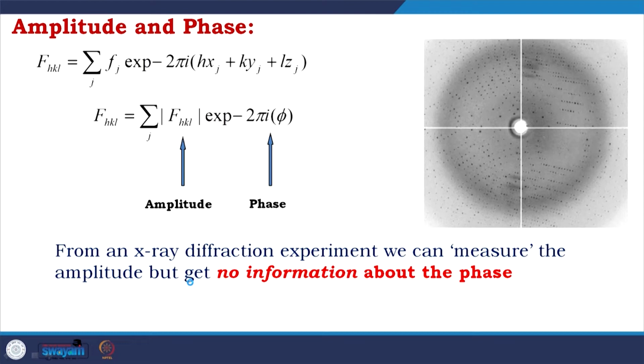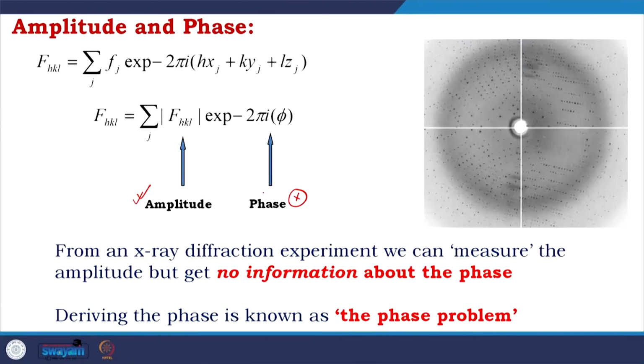From an X-ray diffraction experiment, which we have discussed in detail, we can measure the amplitude, but we get no information about the phase. Today we will discuss that. More importantly, as we are getting the amplitude and not the phase, we are unable to calculate the electron density. This is called the phase problem, and you all know now that the phase problem is a very critical and famous problem in the field of protein crystallography.